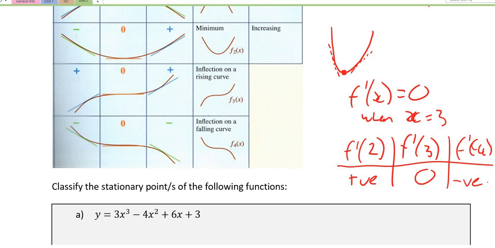Does that make sense, guys? Yeah, and if it was the other way around, it was negative, and then it flattens out, and then it goes up, it must be a minimum. Are these points of inflection? It is possible there'll be a question in the textbook that is a point of inflection.